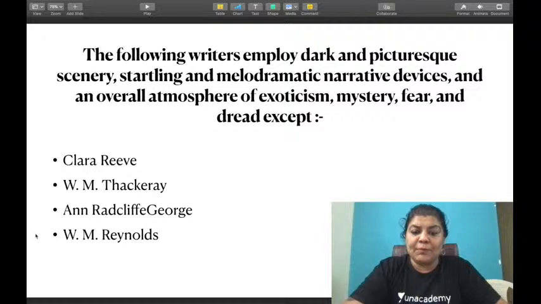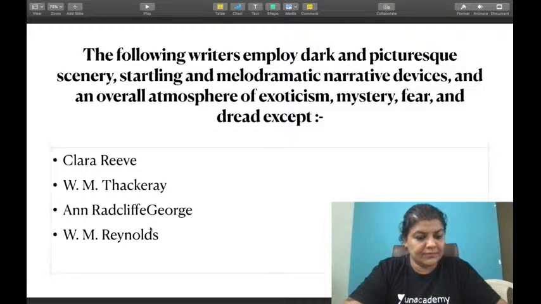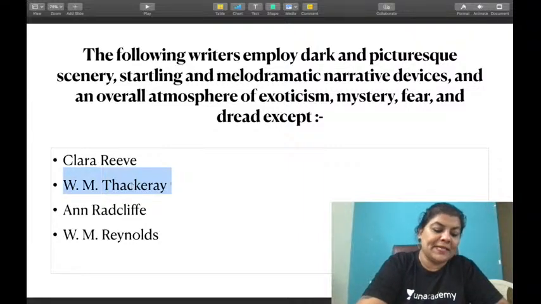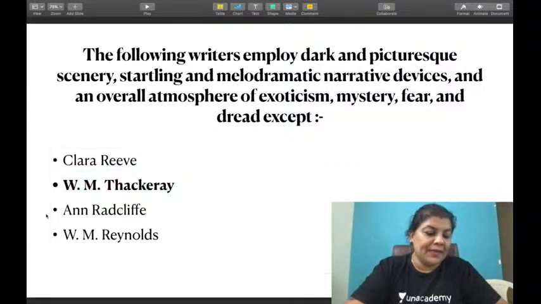Now, the following writers employ dark and picaresque scenery, startling melodramatic narrative devices, and an overall atmosphere of exoticism, mystery, fear, and dread, except one writer. It is William Makepeace Thackeray. He did not write Gothic fiction. Did you understand?